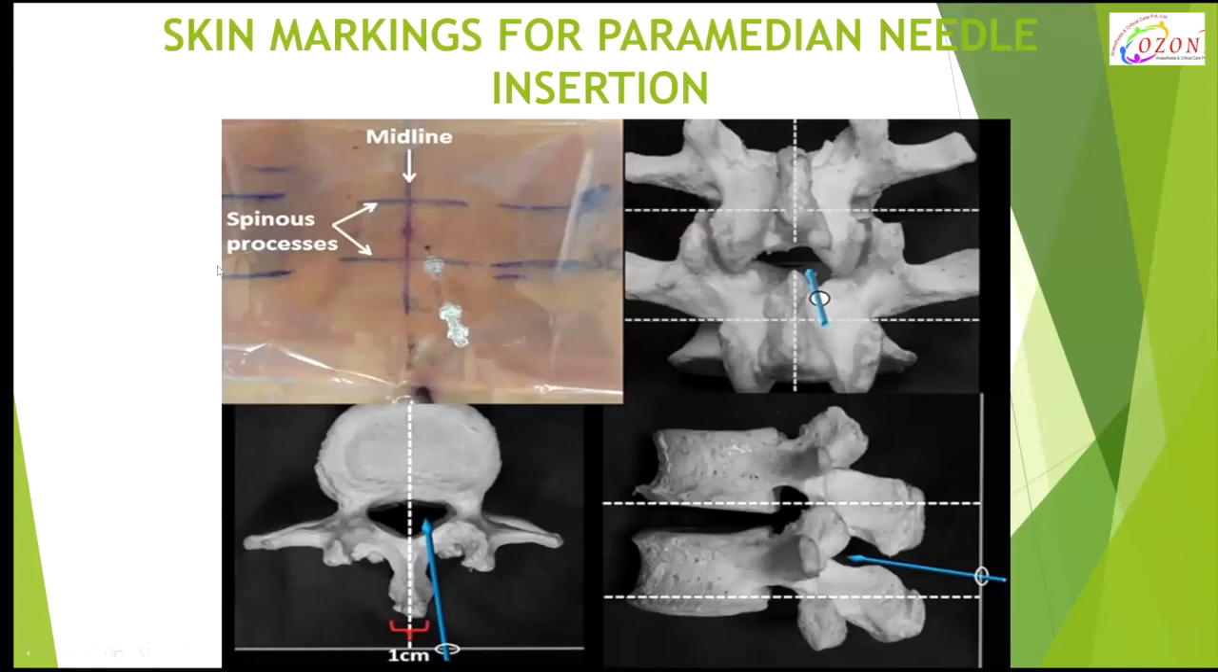So in this diagram, there is the point of needle insertion. So first we mark the neuraxial midline, and then we mark the two adjacent spinous processes. So the point of entry is 1 centimeter lateral to the midline and 1 centimeter above the line indicating the inferior spinous process. And the direction of the needle is towards the midline, medially.